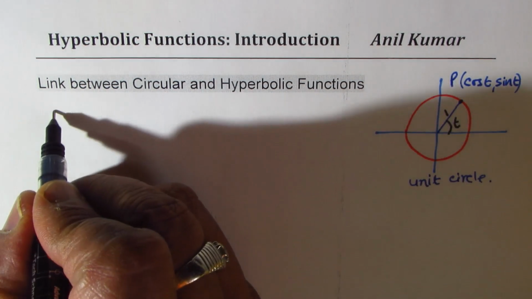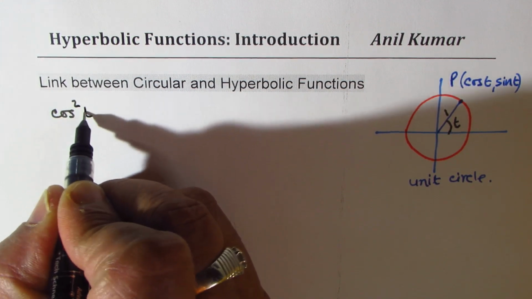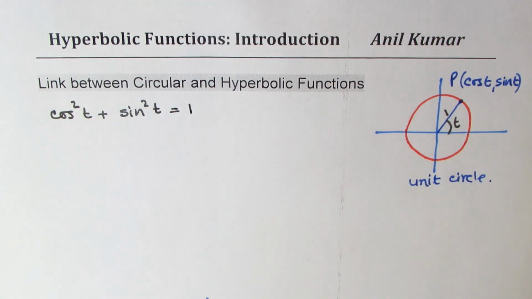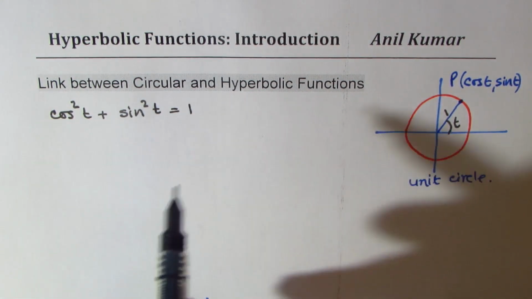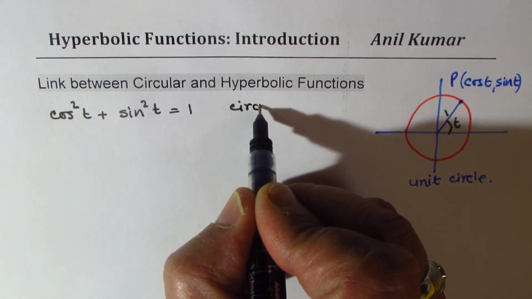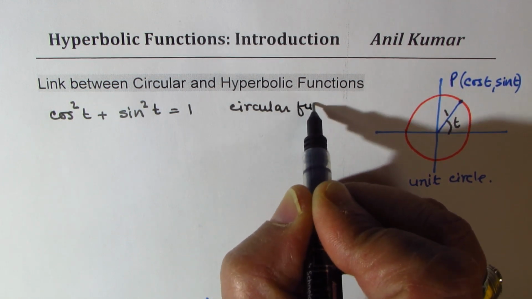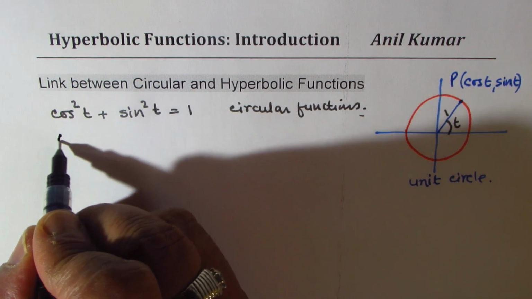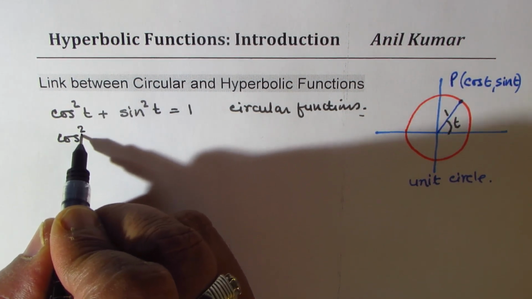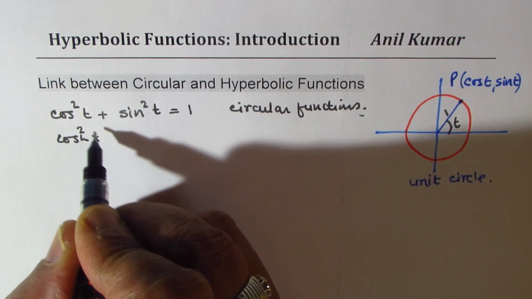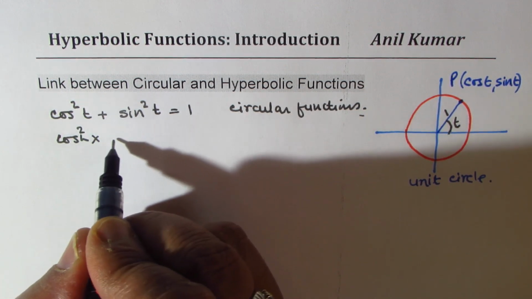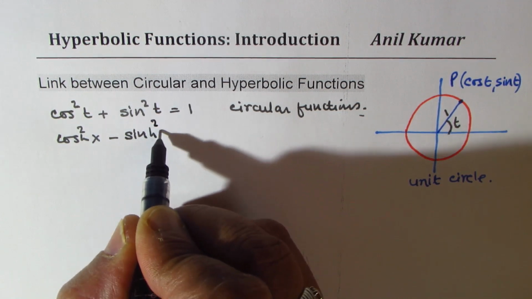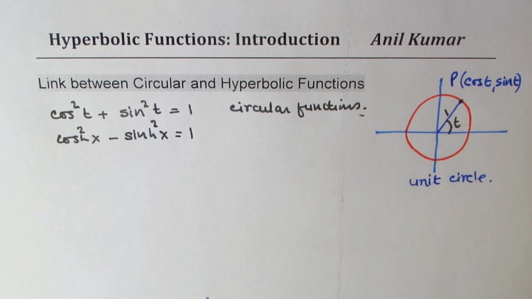Now we know this identity, cos square t plus sine square t equals 1, right? So that is why these are also called circular functions. And what we just proved was cosine hyperbolic square x, we could use t for any real number, minus sine hyperbolic square x is equal to 1.